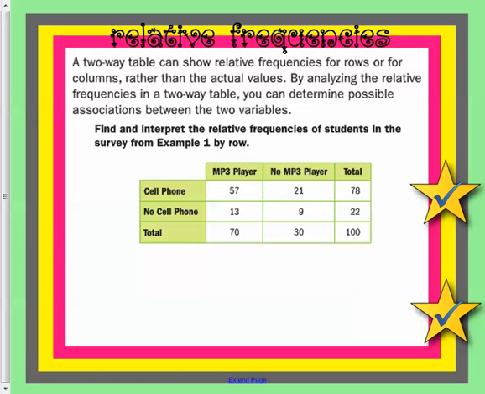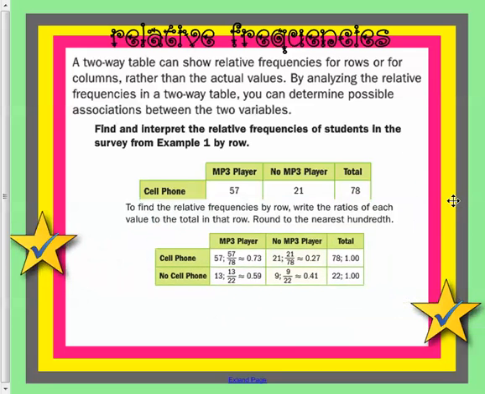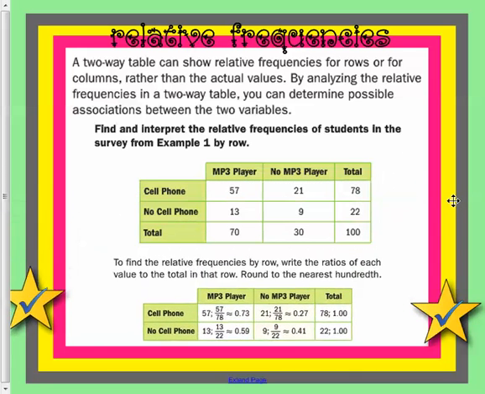Take a look at this one. A two-way table can show the relative frequencies for rows or for columns rather than actual values. By analyzing the relative frequencies in a two-way table, you can determine possible associations. So you can figure out how they're associated. Okay, so the first thing that we do is to find the relative frequencies.